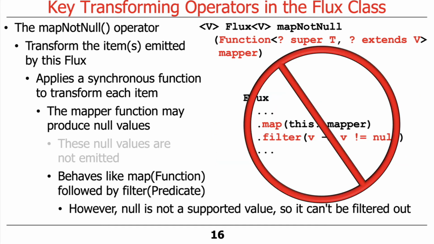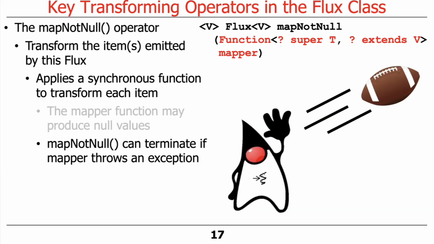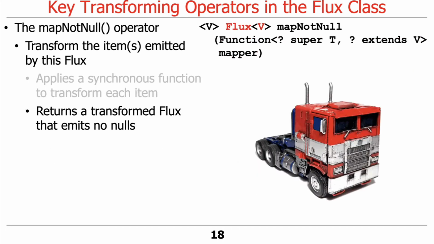And the reason that it does this is because null is not a supported value, so you can't filter it out. This is a really, really obscure quirk of Project Reactor, and I think RxJava works the same way. So it's kind of equivalent to map followed by filter, but the difference is that if you map something and you get null values, you can't filter them out. So you need to use mapNotNull instead. It can also throw an exception if the operation needs it, in which case it'll terminate early.